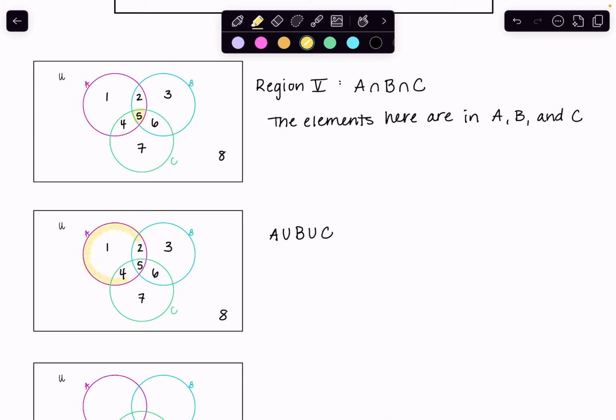So here's a circle that gets filled in. Then we add in B circle that gets melded to this one. And then last but not least, we meld in C circle and it gets added in. So regions 1 through 7 would be the union of the 3 sets. So here, the elements here are in A or B or C. Okay.